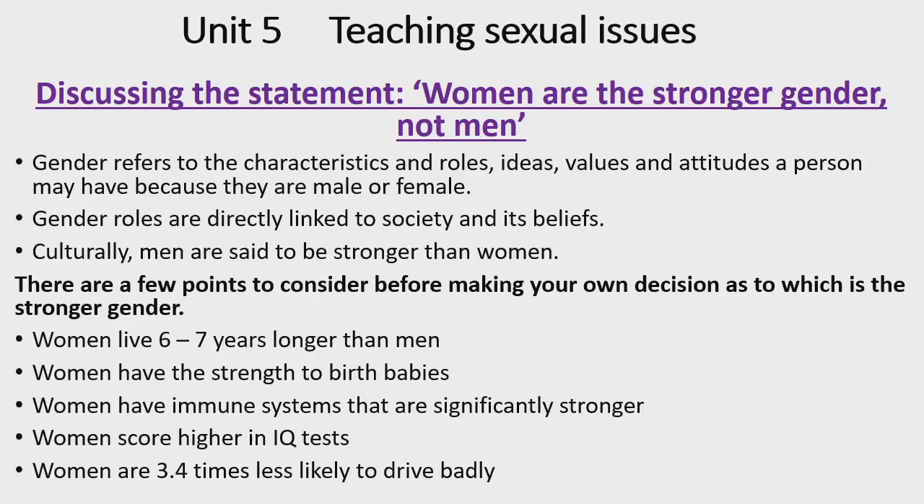And also, I think what we do need to ask ourselves is, why do we need to find one gender stronger than the other gender? However, let's quickly have a look at women. Normally lives 6 to 7 years longer than men. Women have the strength to birth babies. Women have immune systems that are significantly stronger. Women score higher in IQ tests, and women are 3.4 times less likely to drive badly. Although I'm sure there will be some who will debate these facts.